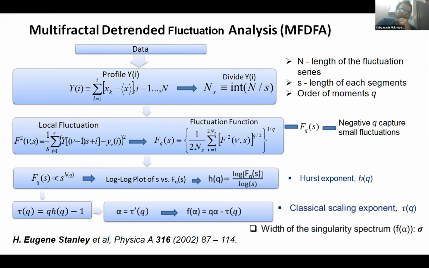In the next case, this is how the overall mathematical formulation goes for multifractality. We remove the mean from the original data, then we segment the data. If there are s number of segments, we get Ns as the total number of segments. Then we calculate the local fluctuations. After calculating the local fluctuation, if you are considering the order of moment q for each scale s, then Fq of s is proportional to s to the power hq, where hq is your Hurst exponent. From there you can easily calculate the scaling exponent, tau of q equals q into hq minus 1, and after taking the derivative of tau of q, you can find alpha, the singularity spectrum width, which is going to play a very crucial role in our analysis.